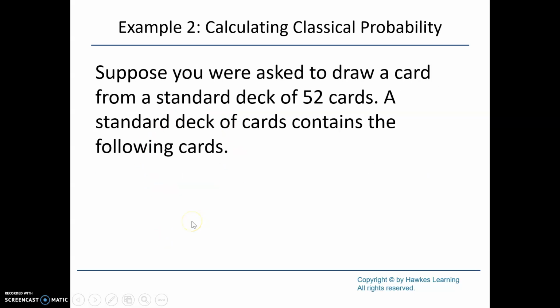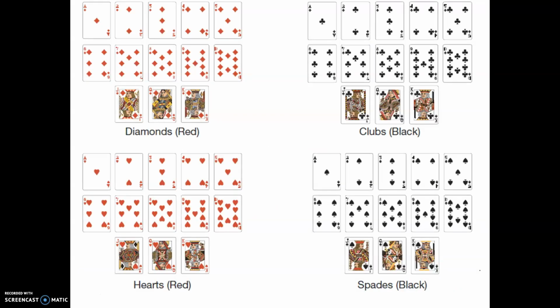So suppose you were asked to draw a card from a standard deck of 52 cards, and you need to have the following down in your notes, especially for quizzes and tests and homework problems. This has the layout. Some of you may know what makes up the 52 deck of cards, but it's okay if you don't. You have diamonds, you have clubs, you have spades, you have hearts. So there are 4 suits in a deck of cards. And each of those suits, you'll notice they have 13 cards that go with them, all the way from ace to king.